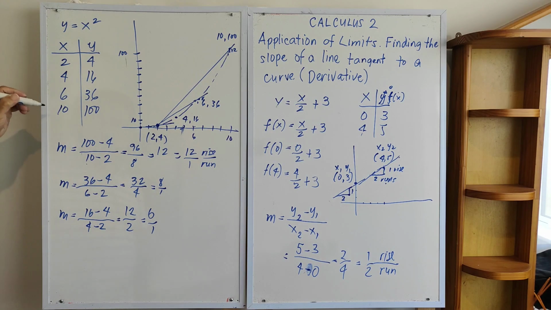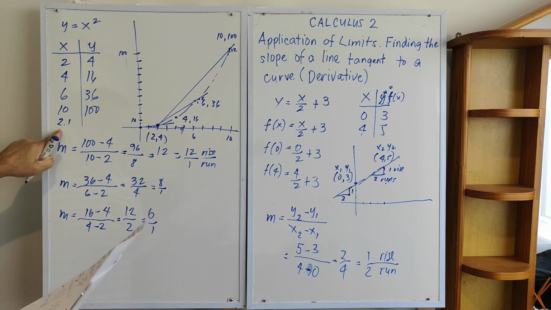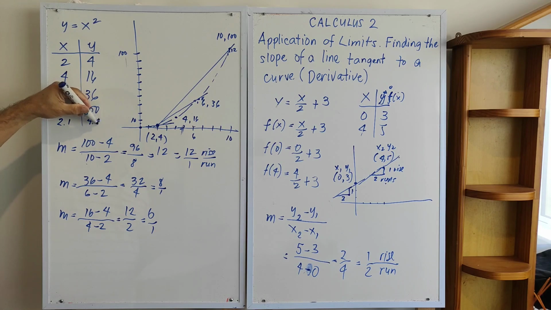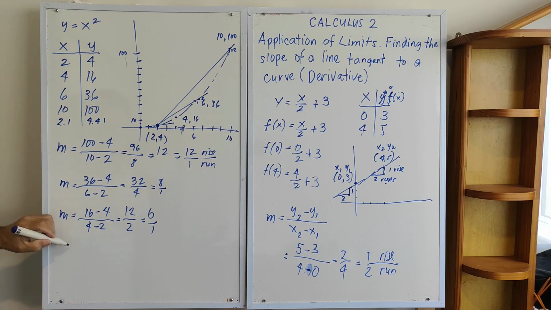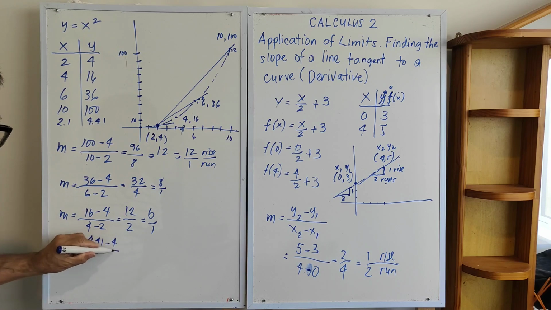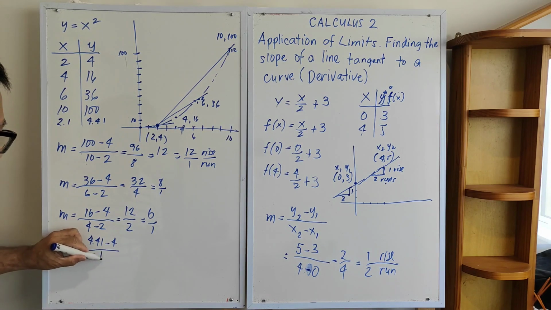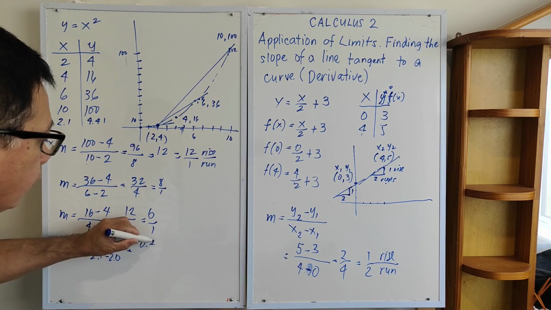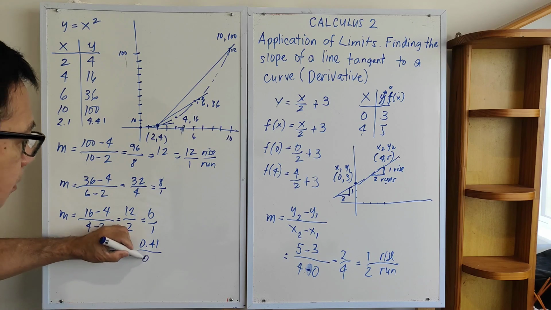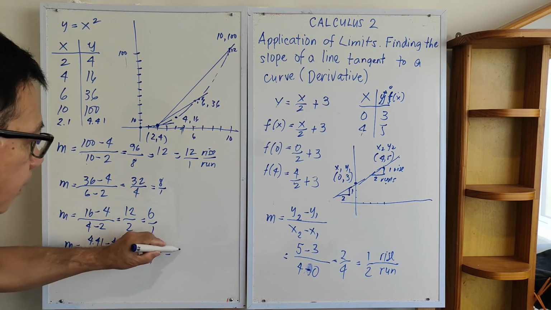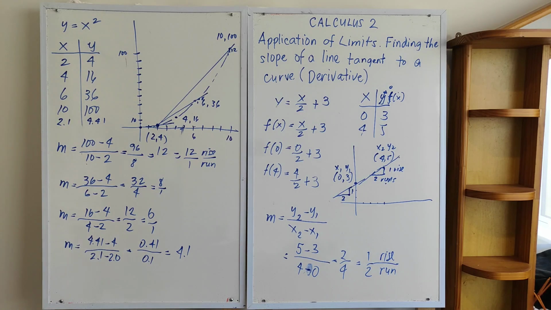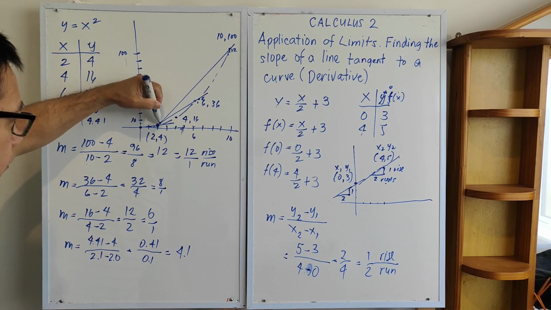We want to be as close to 2, 4 as possible. So let's say I'll add another point, 2.1. If you square 2.1, that's 4.41. So let's get the slope of that one. The slope would be 4.41 minus 4 over 2.1 minus 2. So that would be 0.41 over 0.1, which is 4.1. So it's very, very close to 4.